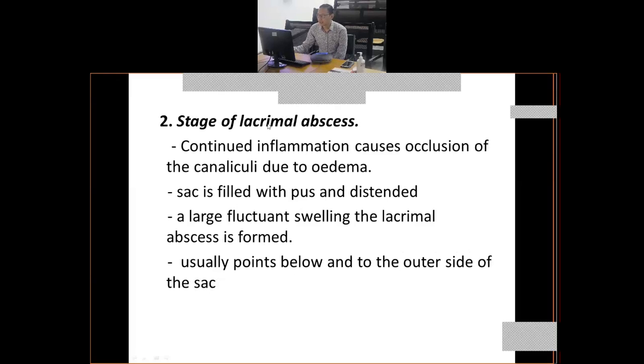Second is the stage of lacrimal abscess. It occurs due to continued inflammation. It causes occlusion of the canaliculi due to edema. So the sac is filled with pus, becomes distended, and an abscess is formed. It usually points below and to the outer side of the lacrimal sac.